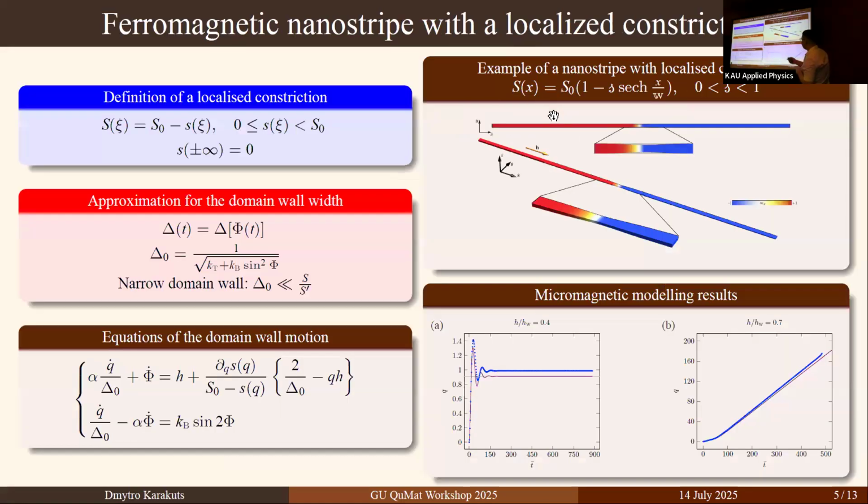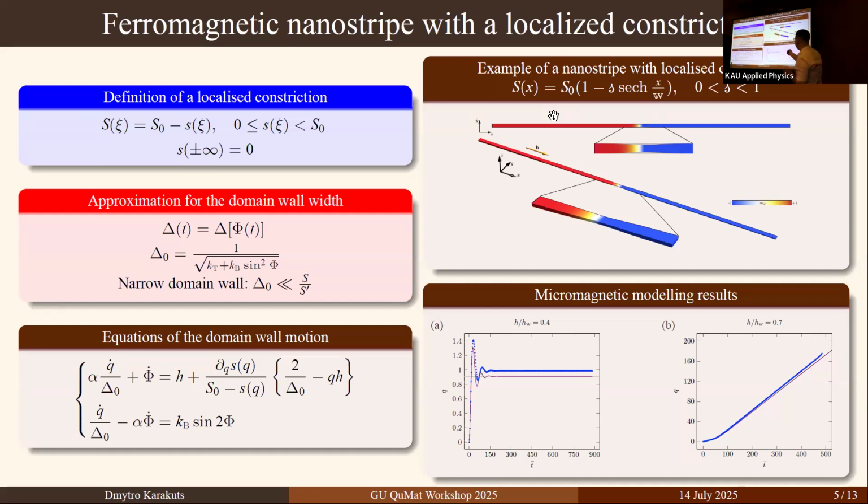Using this model, we have studied two specific systems with variations in cross-sectional area. First of all, it's a nanostripe with localized constriction. And the second system that will be shown is a wedge-shaped nanostripe. Let us start with localized constriction, as we can see here, which is defined as a function that has a local reduction in cross-sectional area.